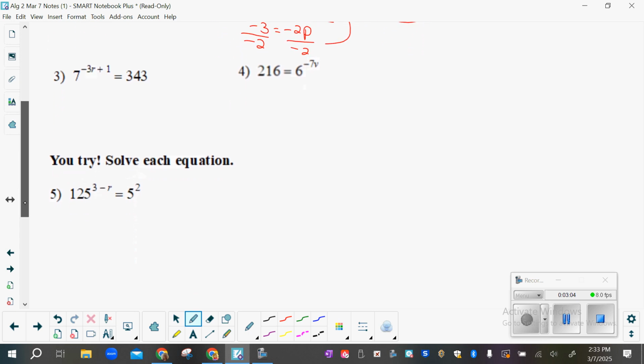So number 3. Are my bases the same in number 3? No. I need to get your attention back up here, please. Are the bases the same in number 3? No, we need to get those bases to be the same.